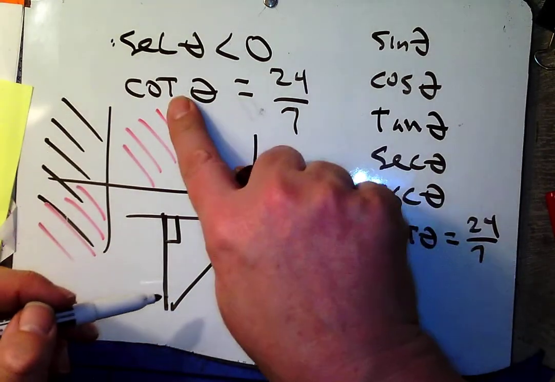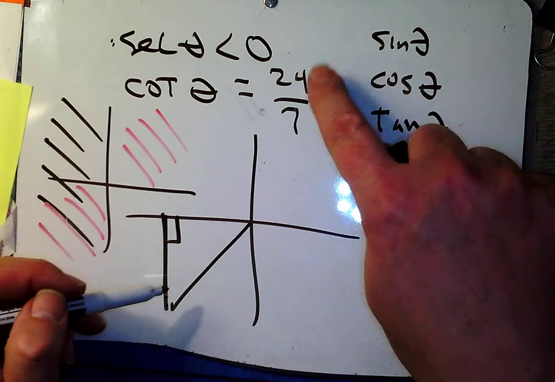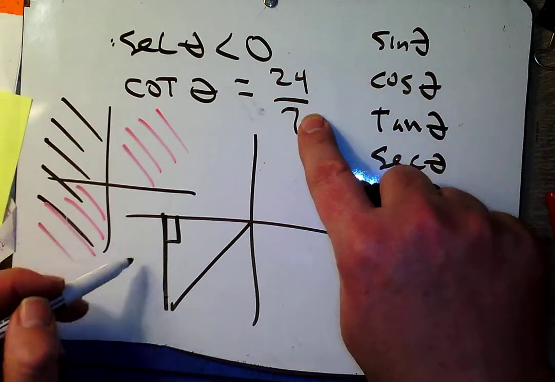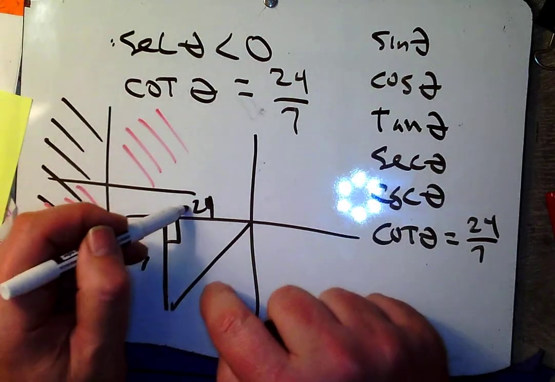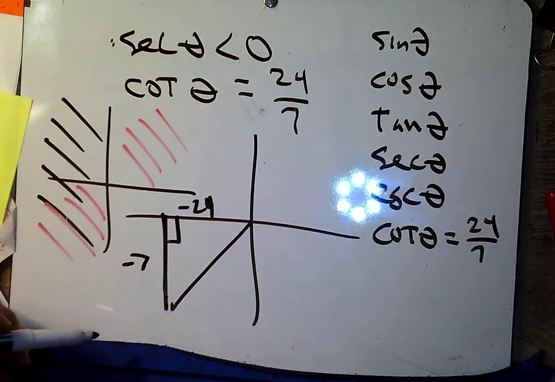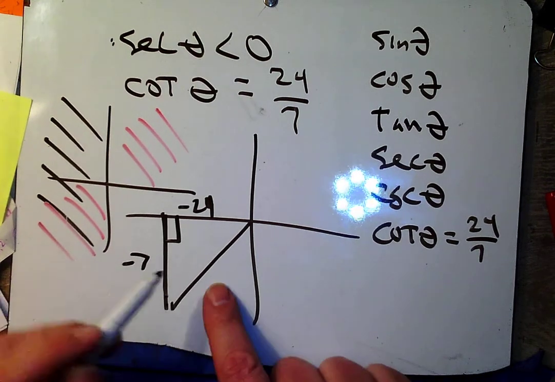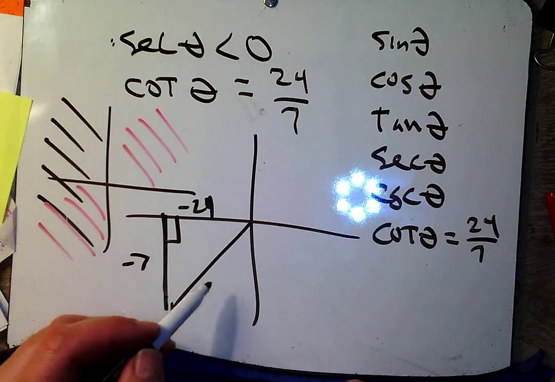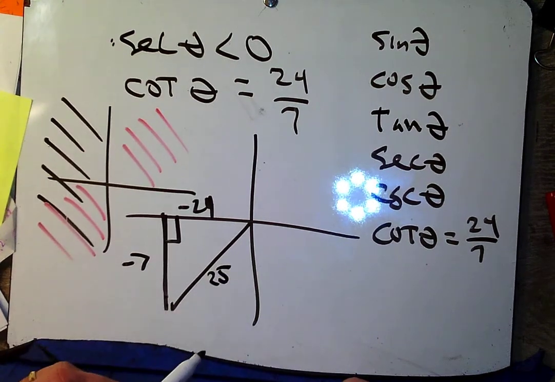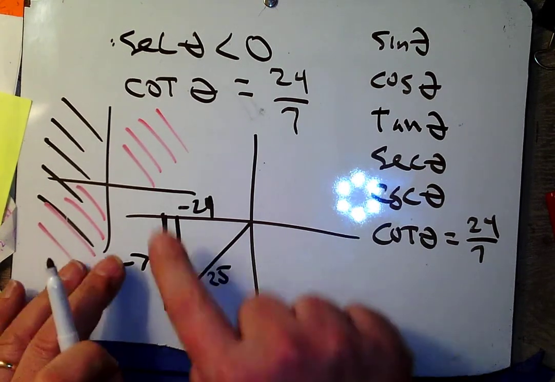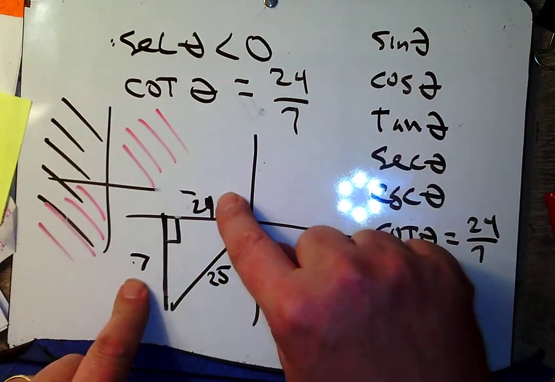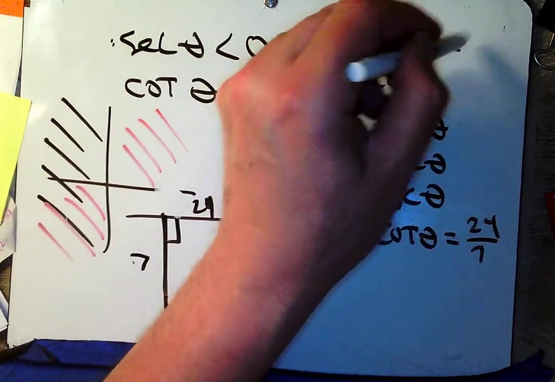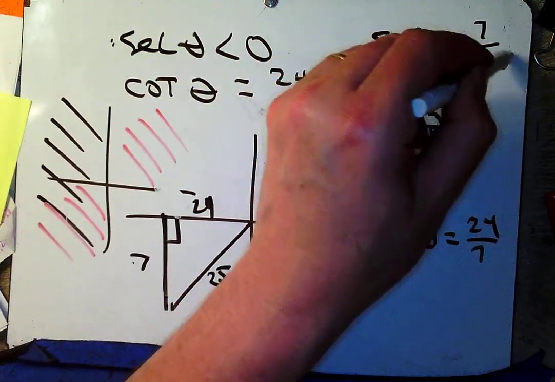We know that cotangent is adjacent over opposite. Well, wait a second. In the third quadrant, these are negative numbers, and that's really important. We can use the Pythagorean theorem or Pythagorean triples to find out that this is 25. And so here's the thing: this says 24 and 7, so I write down 24 and 7, and then I come over here and I say 7 over 25.